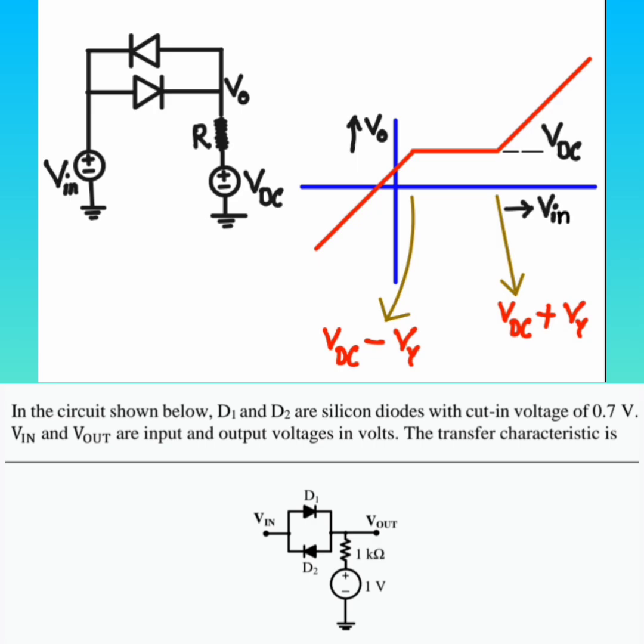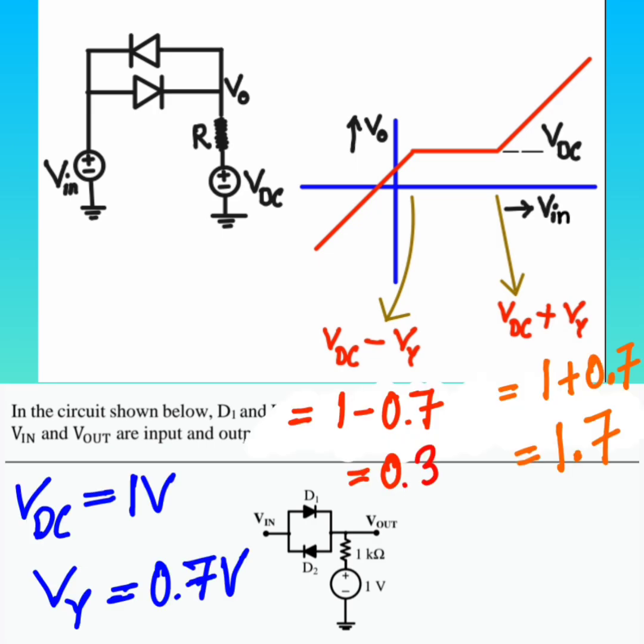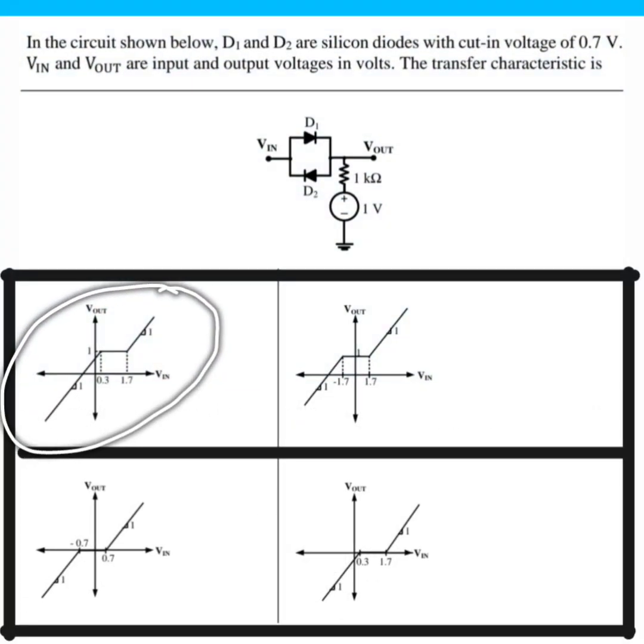Here, what is my VDC? In the question, my VDC is equal to 1 volt, and my V gamma is equal to 0.7. So VDC plus V gamma will be 1.7, and VDC minus V gamma will be 0.3. I hope everyone got the answer.